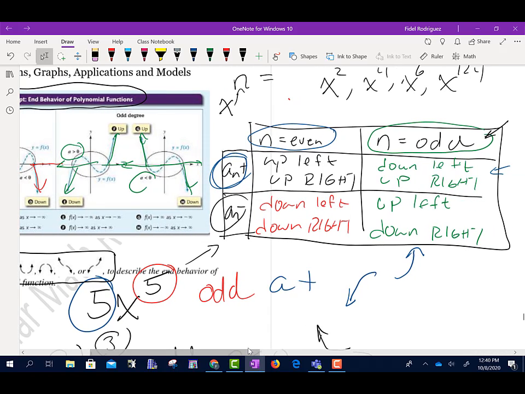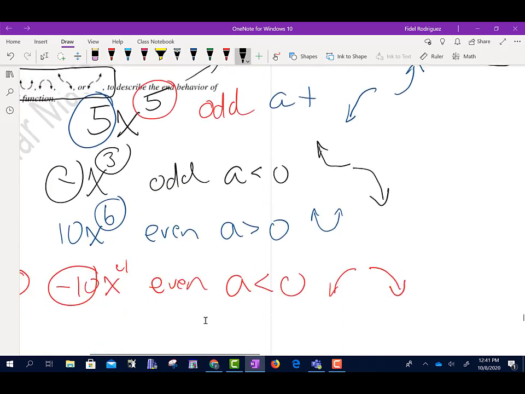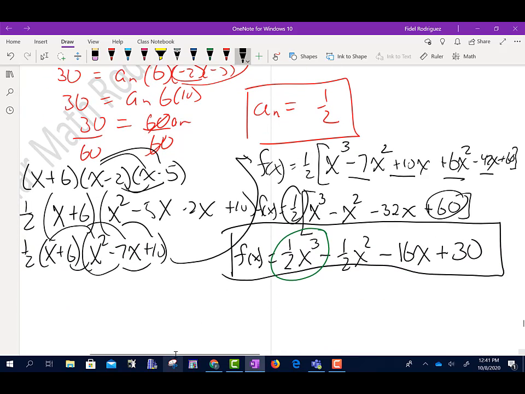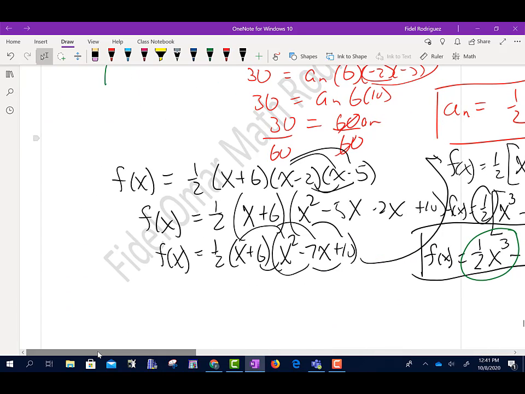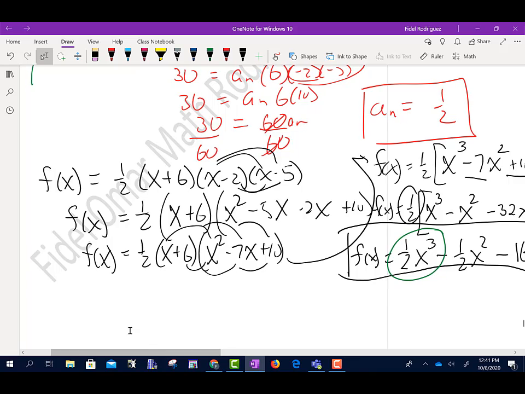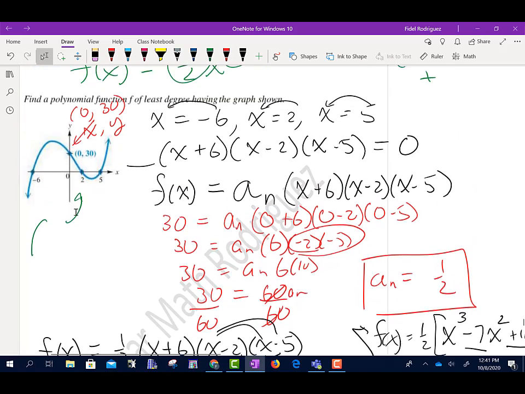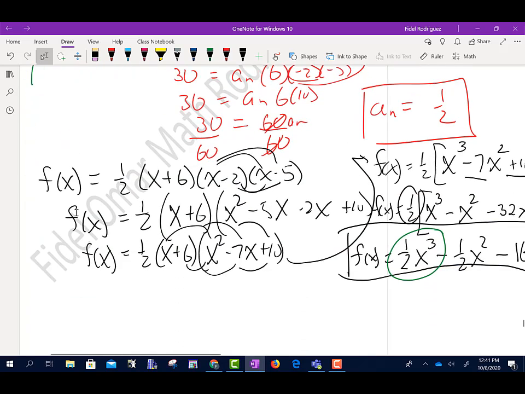And it's right here. When it's odd and it's positive, our graph is down to the left and up to the right. And that's exactly what we came up with when we did our problem here, right? So all that tells me is that I'm coming up with an answer that's making sense, okay?